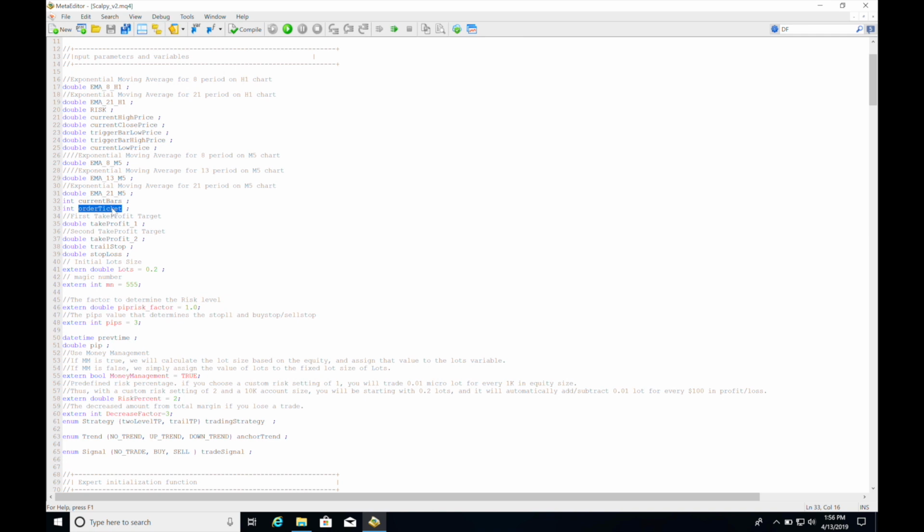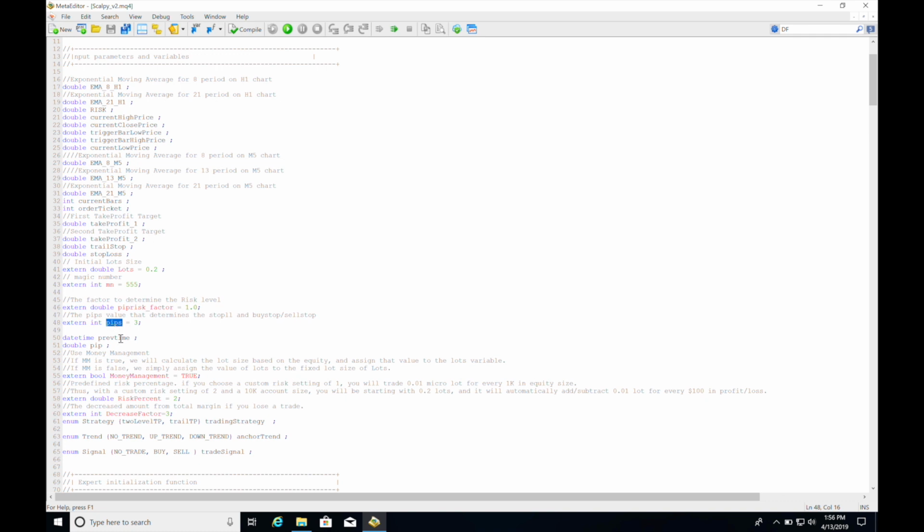This will be used for error keeping just in case we get an error in one of the orders. The variables take profit 1 and take profit 2 will be used for the take profit strategies, as well as the stop trade and stop loss will be used for placing orders. Lots will be the default lots, and NM stands for our magic number that we'll be using for our specific EA. The risk factor for the PAP will begin at 1.0, and the pips will begin with a 3.